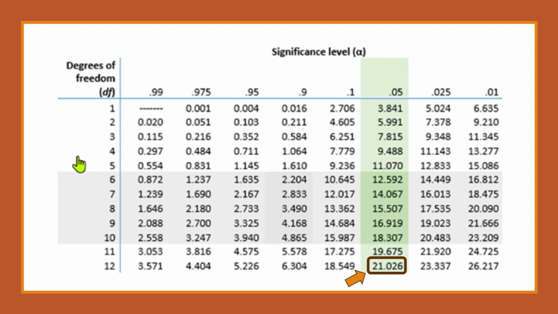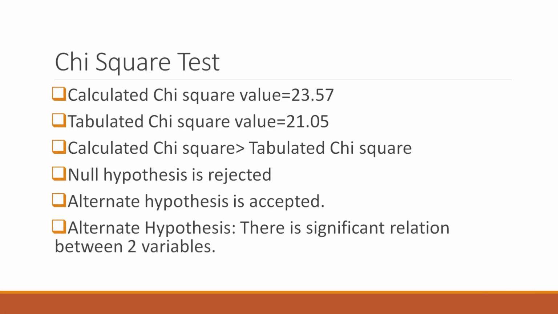Now here you can see the tabular value for 12 degrees of freedom and 0.05 significance level. The value is 21.026. So this will be the tabular value of chi-square. So finally we got all the values of the chi-square test. We got a calculated chi-square value of 23.57 and a tabular chi-square value of 21.05.